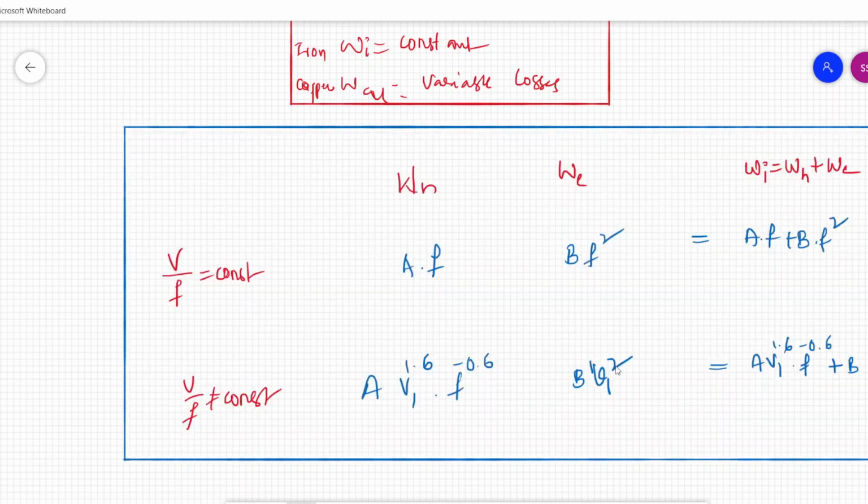Hysteresis loss is proportional to frequency when V by F ratio is constant, and eddy current loss is proportional to frequency square. When V by F ratio is not maintained constant, hysteresis loss is A into V1 power 1.6 into F power minus 0.6. So here it was only dependent on frequency, now it is dependent on supply voltage. But eddy current loss, if V by F ratio is maintained constant, is dependent on frequency square. If V by F ratio is not maintained constant, it is V1 square. So this is about losses in a transformer. Let us do some problems so that you can understand it.